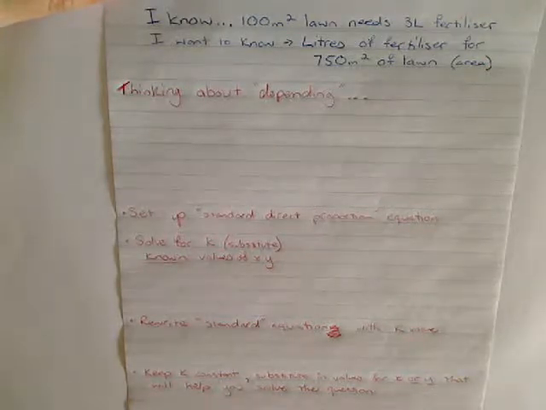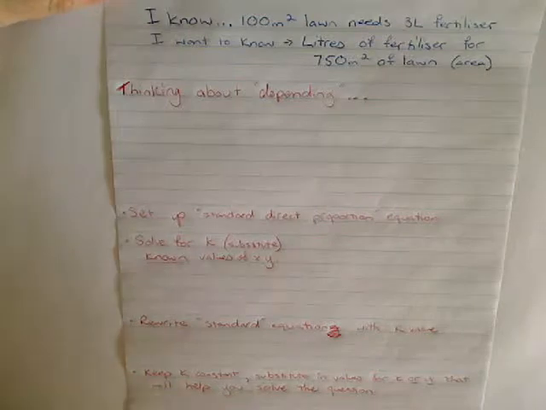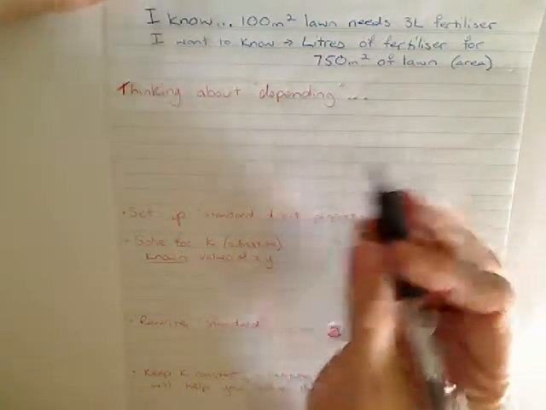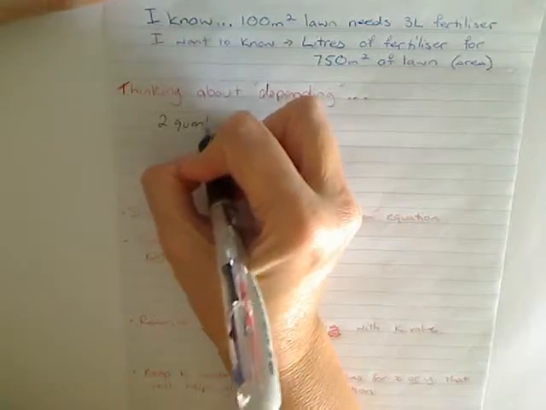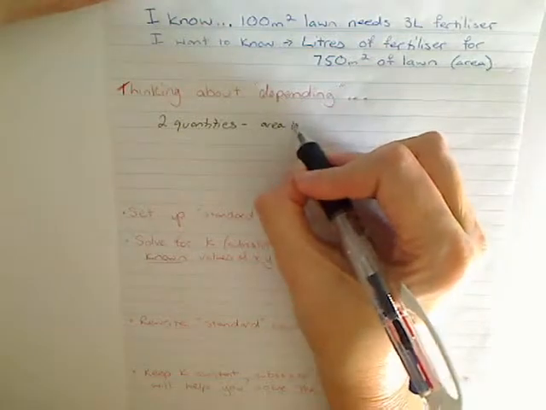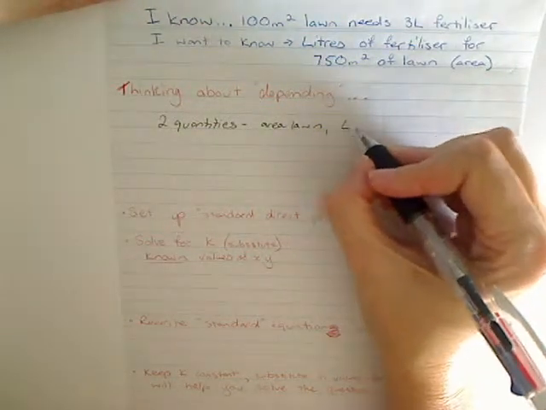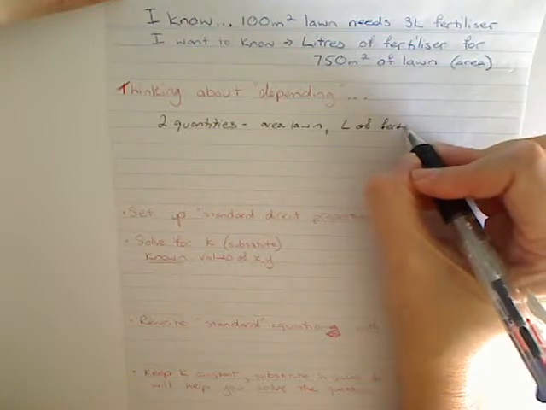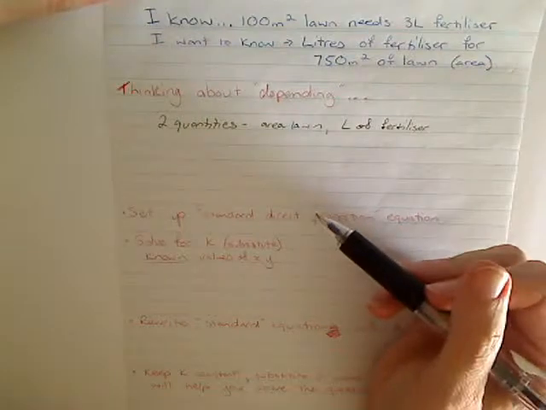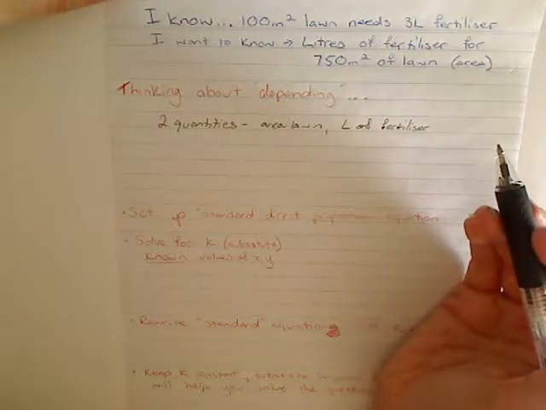Even though we've used unitary methods, sometimes the numbers aren't so nice, and algebra can be a real friend to you then. So you have to think about what's depending on what. We know there are 2 quantities: the area of your lawn, and the litres of fertiliser. What we need to work out is which of our variables. We would say both of these vary, they can both change, and one varies depending on what the other does.